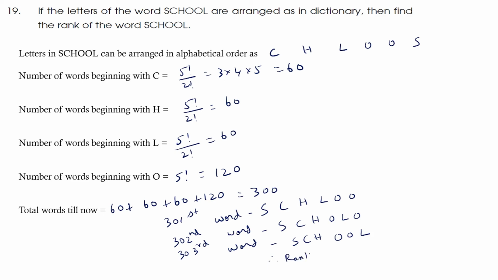Therefore, rank of SCHOOL is 303. So this is how we can find the rank of a given word in the dictionary.